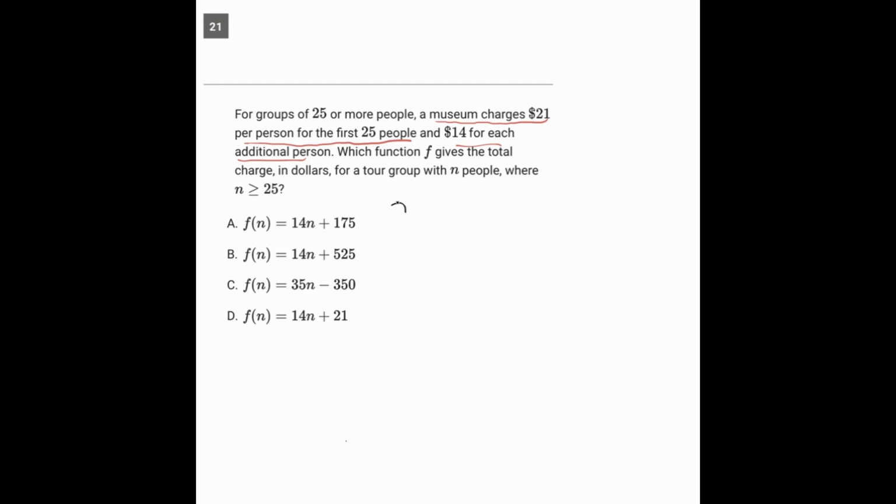Similarly here, the cost is $21 for the first 25 people, and after that, it's $14 for each additional person after the 25. So now just thinking about how this makes sense, if x were 30, this whole parentheses here would be equal to 5, and you'd pay the 14 five times because 5 more people came than what was included in the initial amount. So now we're just going to go ahead and do some of the arithmetic here. 21 times 25 is 525.